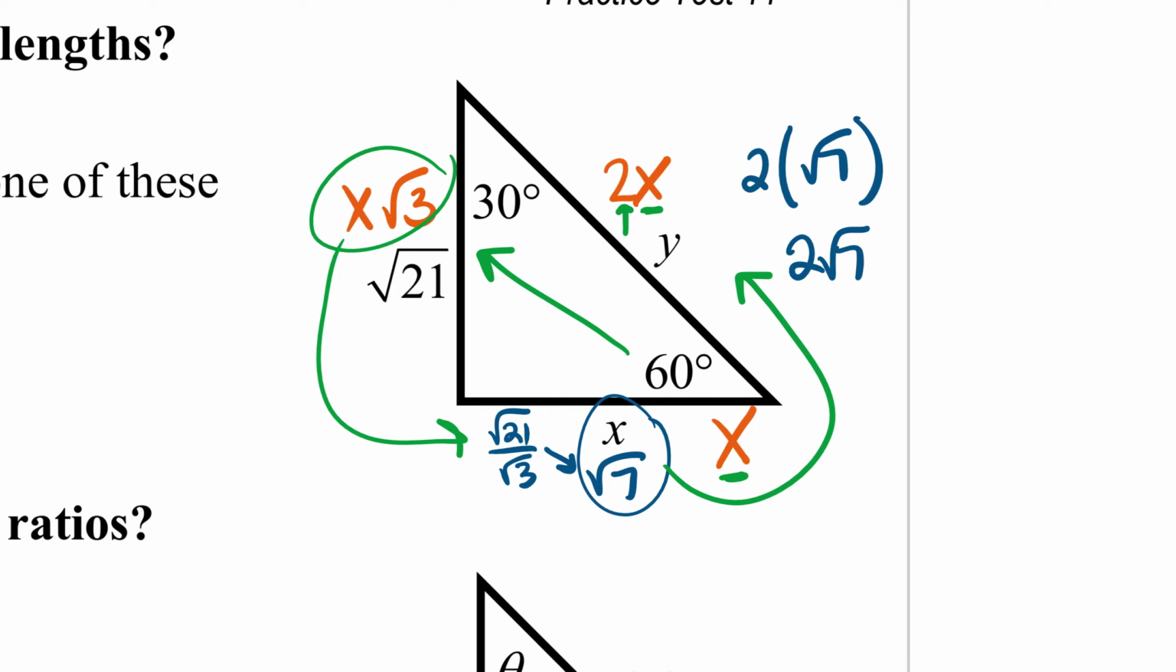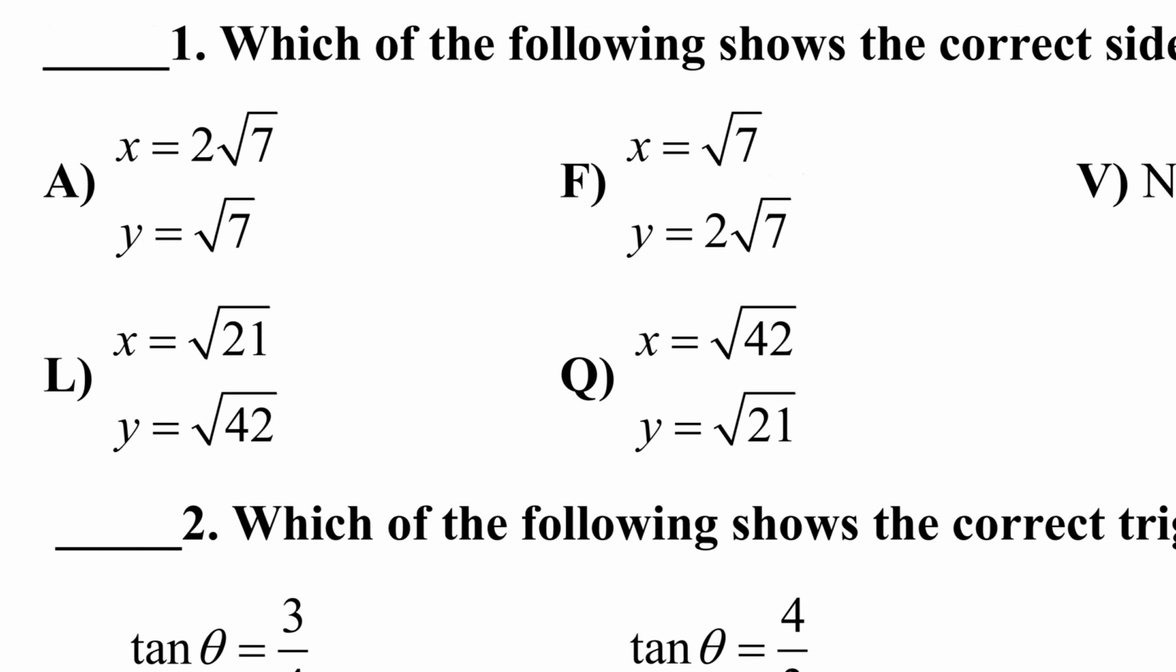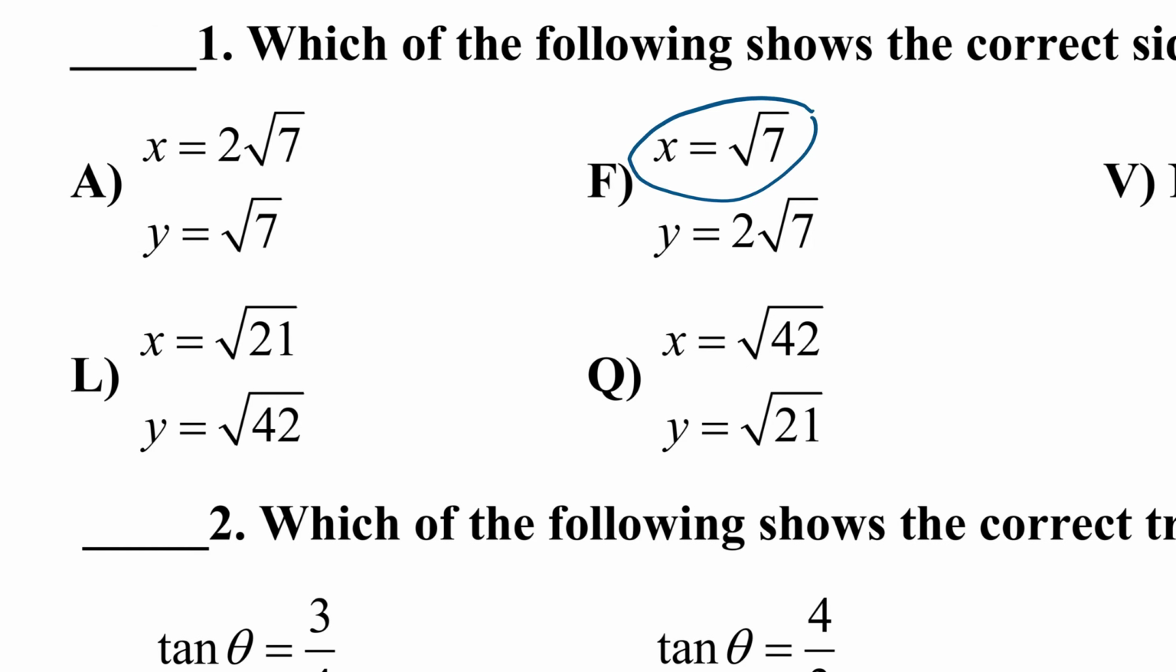Because they're not both square roots, I cannot change them. And so y is 2 square root of 7, x is square root of 7. So x is square root of 7, y is 2 square root of 7. My answer would be F.